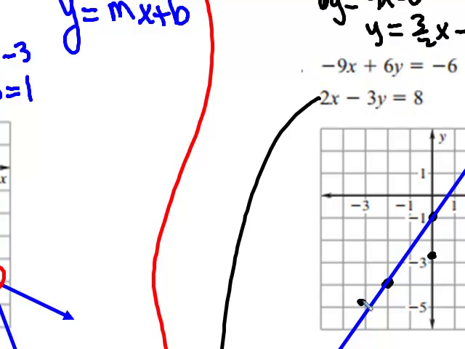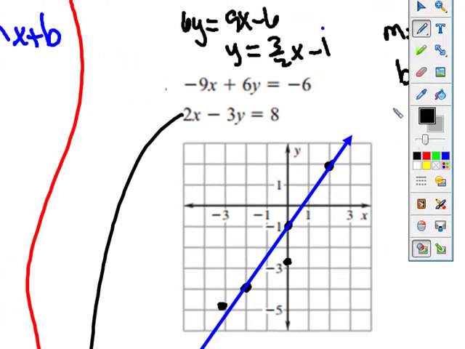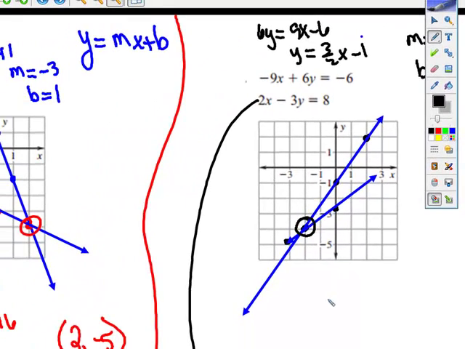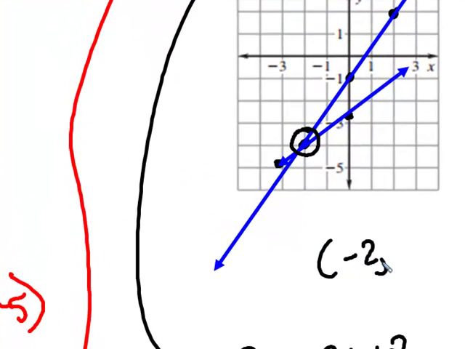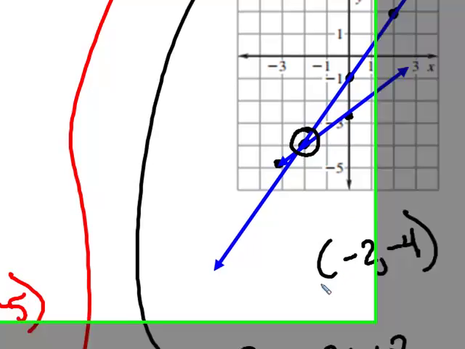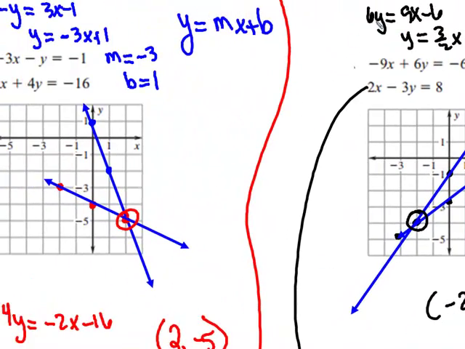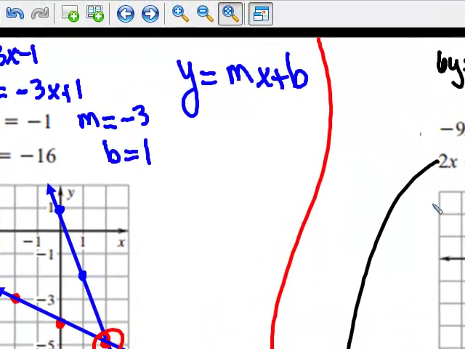It's right around here. And when I connect, it looks like they're intersecting right here at the point (-2, -4). And again, it's a little tenuous. It's not perfect with my sketch, but if I were to check it up here, I can tell you 100% it does check out. It does work.